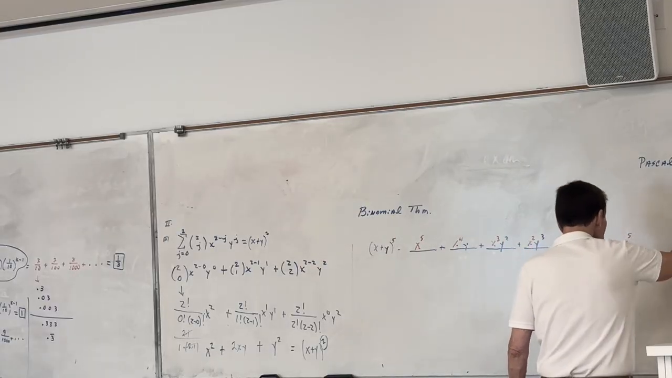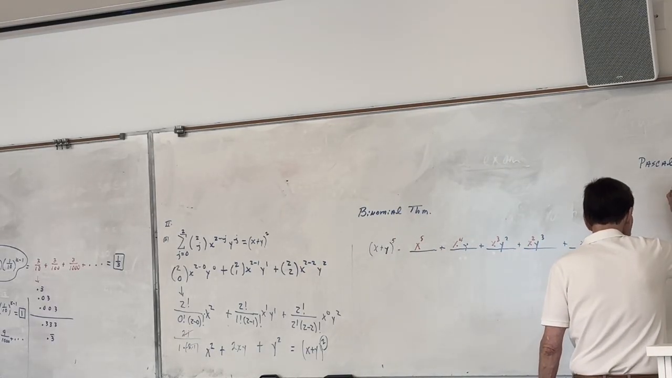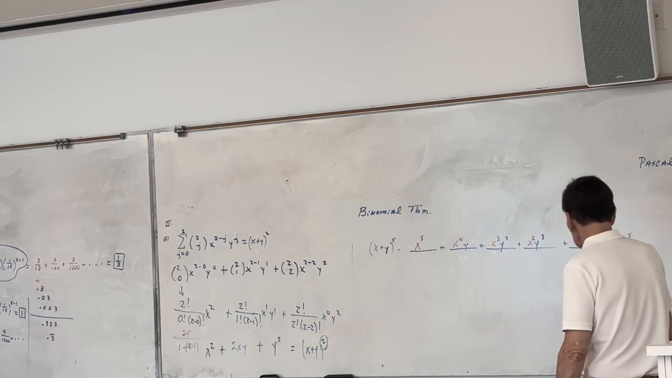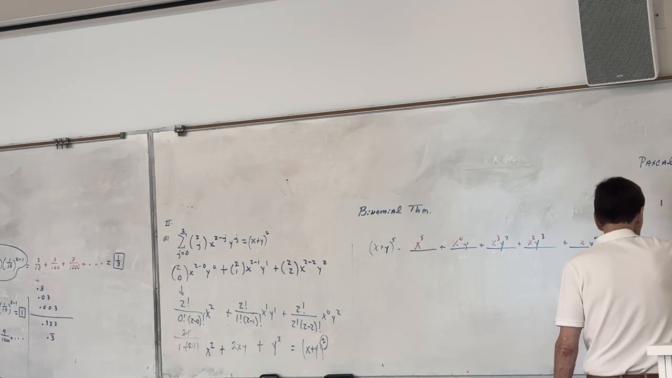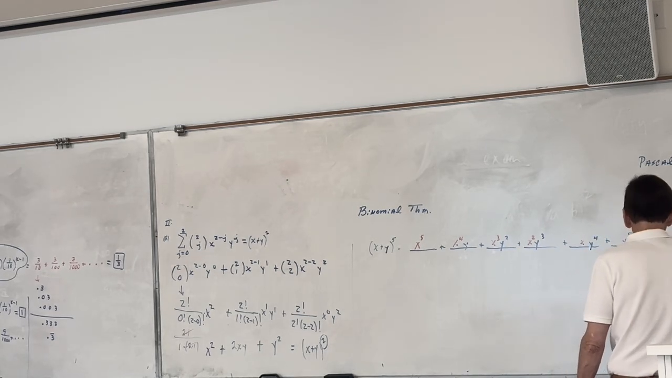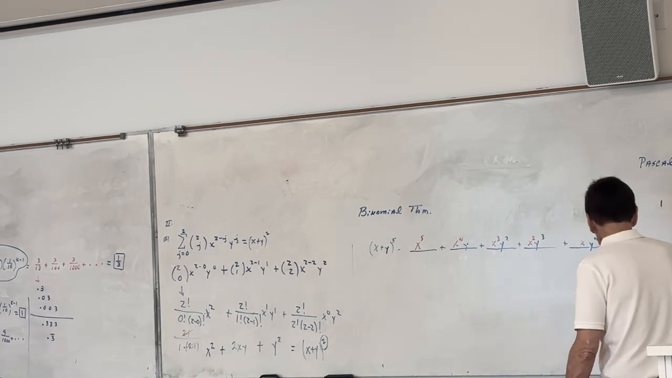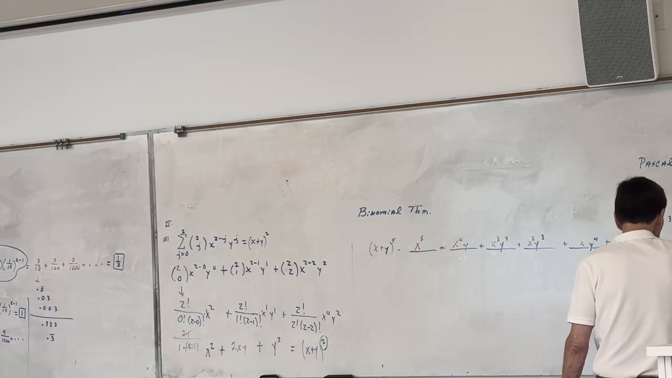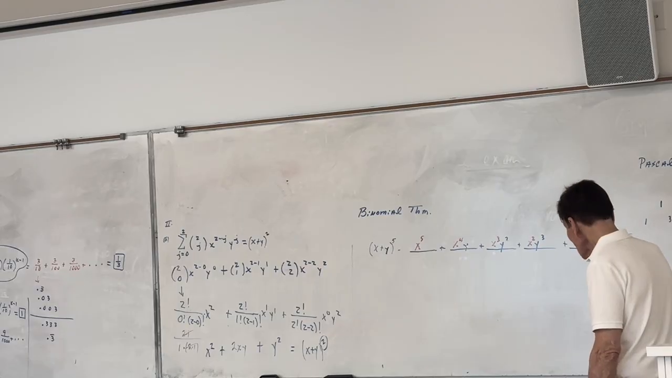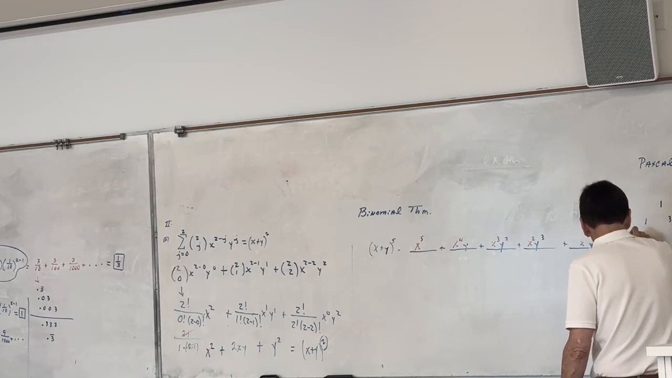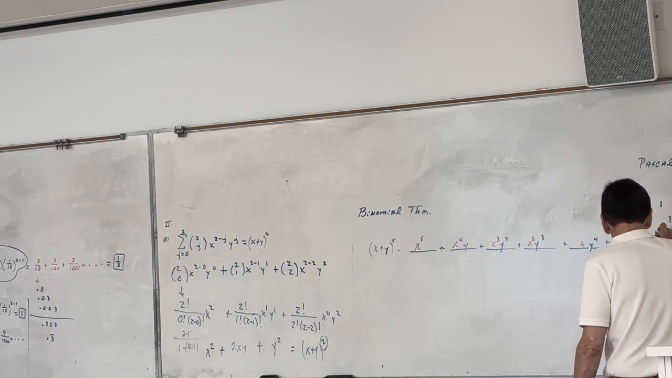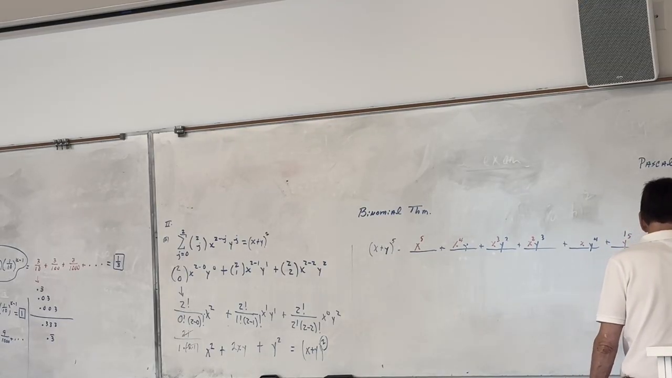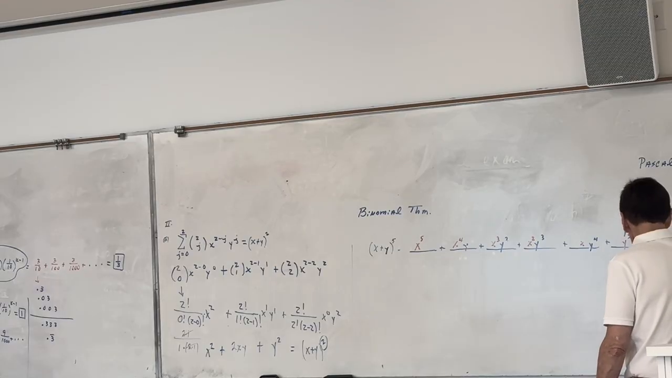The tip of the triangle is 1. Second layer is 1, 1. I'll make it look like a triangle. Third layer, 1, 2, 1. Next layer, 1, 3, 3, 1. We'll do another one. 1, go out here, 4, 6, 4, 1. And it continues.